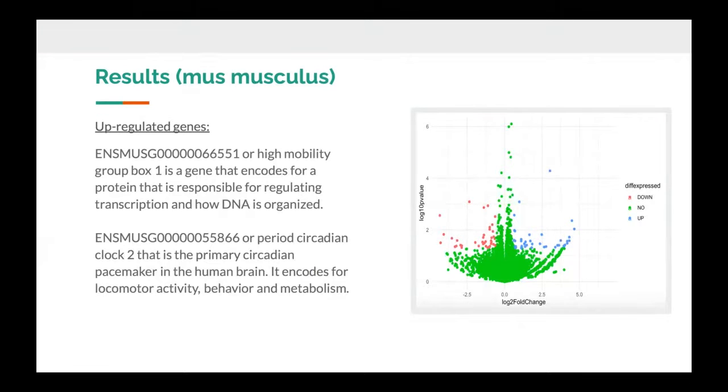And for upregulated genes, this gene, high mobility group box 1, encodes a protein that is responsible for regulating transcription and how DNA is organized. And this one, period circadian clock 2, is the primary circadian pacemaker in the human brain. It encodes for locomotor activity, behavior, and metabolism.